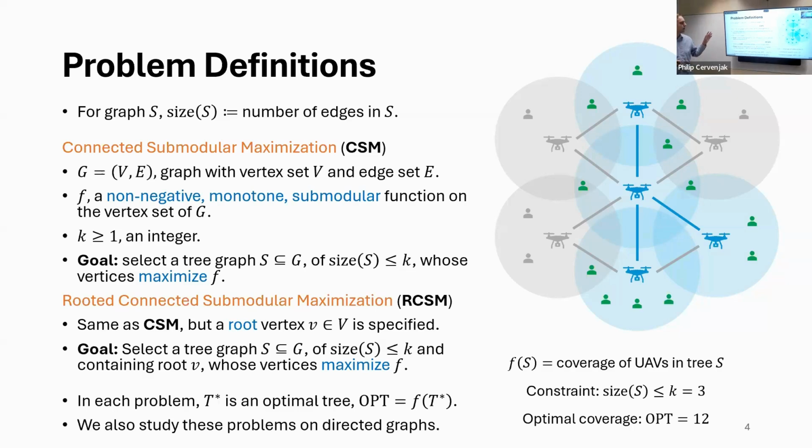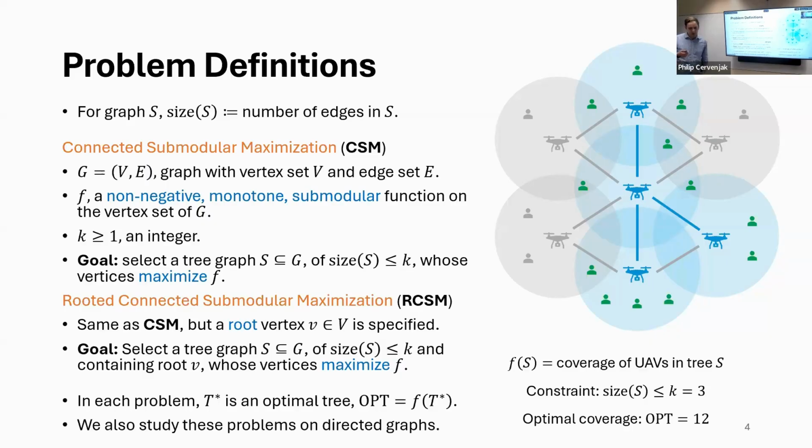So here we're given a graph with vertex set V and edge set E, and we're given this certain function that's non-negative, monotone, and submodular. I'll define what that is in the next slide. And it's defined on the vertices of G. And we're also given this integer k, which is going to be a size constraint.